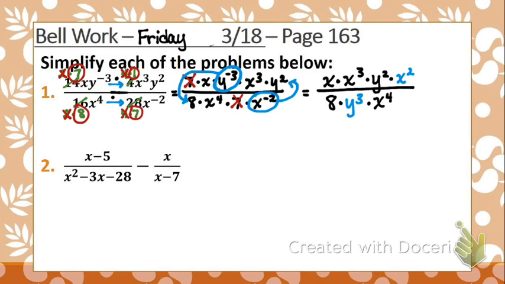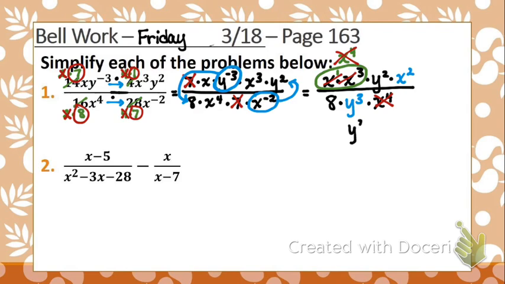Will anything else reduce or cancel? These x's right here, this one is x to what power? 1. X to the 1st power. So this together makes x to the 4th, right? Do I have an x to the 4th on the bottom? Yep. So that means that that cancels out.